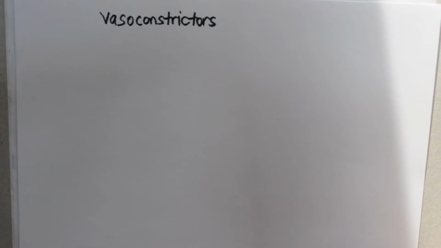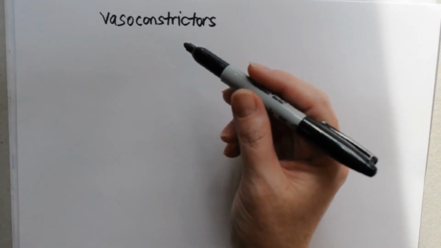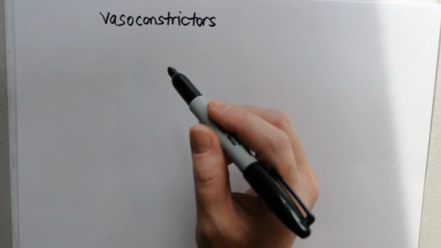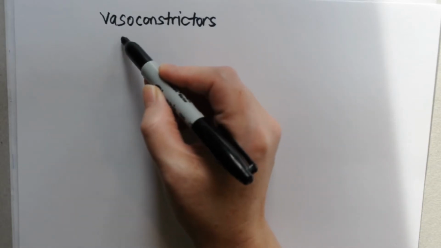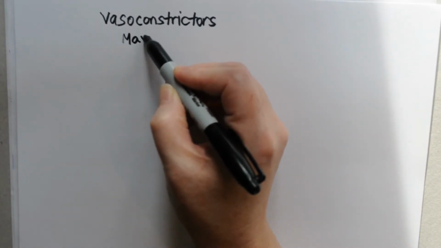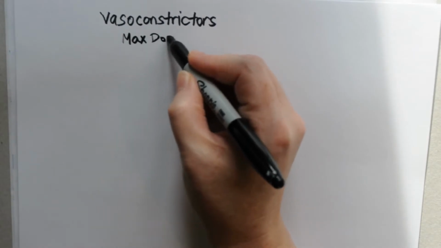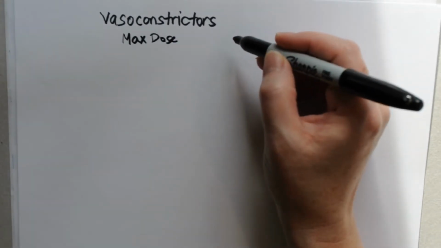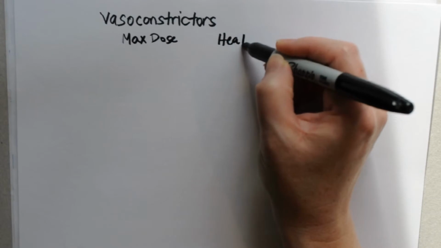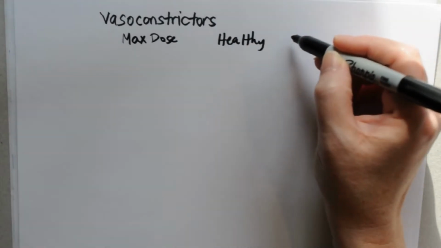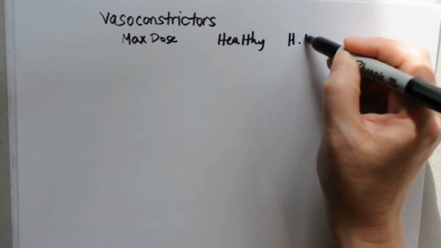So the next thing we're going to talk about is calculations with vasoconstrictors. There is another chart that you need to memorize, but this is a really easy one. And this is going to be our maximum dose for a healthy person and for someone with ischemic heart disease.